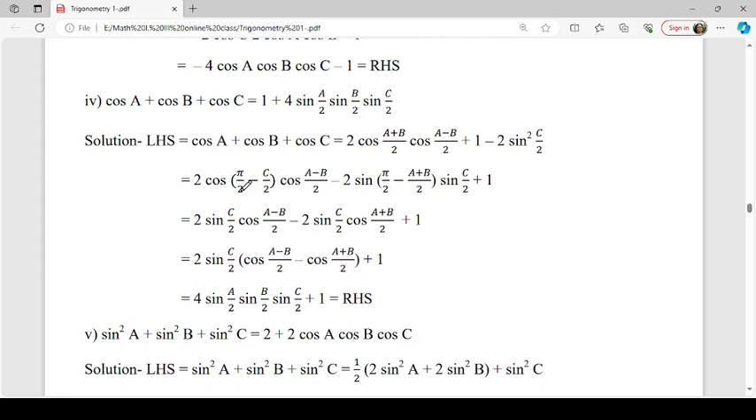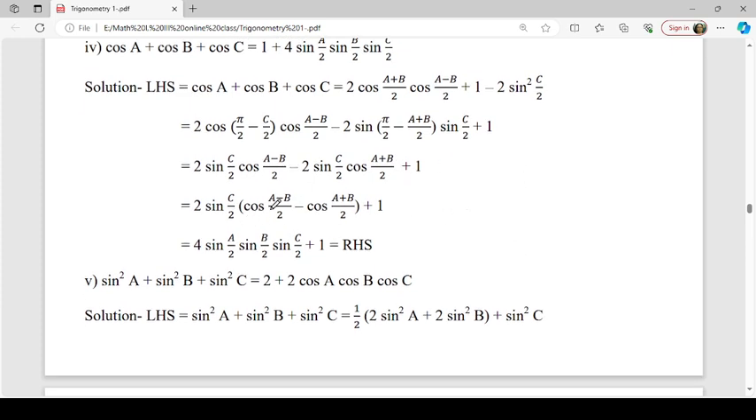Then this becomes sin, so it is 2 sin C by 2, this is 2 sin C by 2, it is taken common, then it is cos A minus B by 2, and this is sin of pi by 2 minus theta is cos, so cos of A plus B by 2. So it comes as this, and it is cos C minus cos D again, and it is 2 sin of (C minus D) by 2, and sin of (C plus D) by 2. So this one, so we get this one.